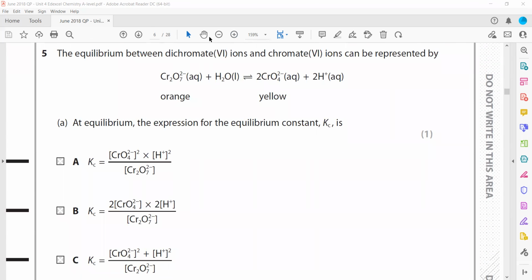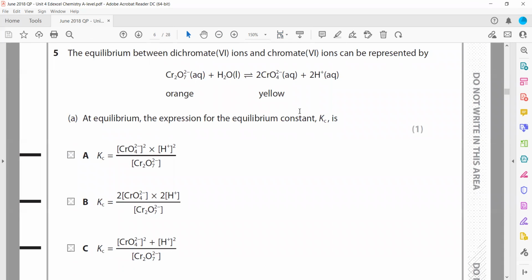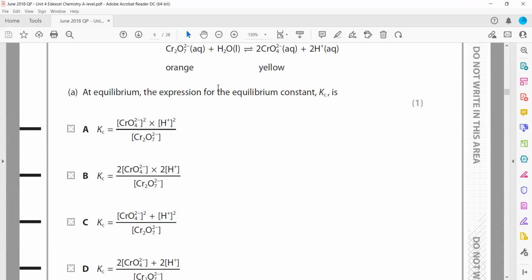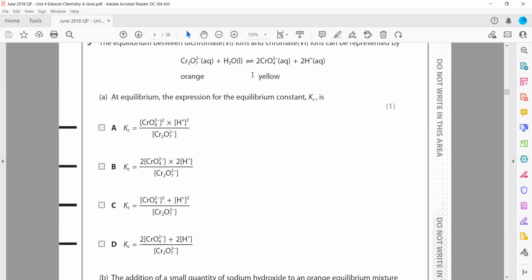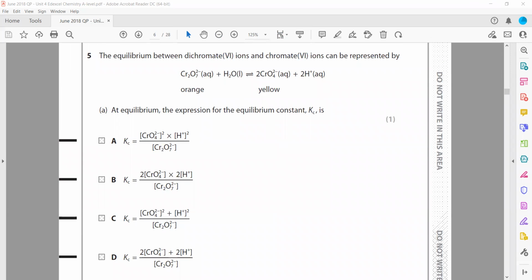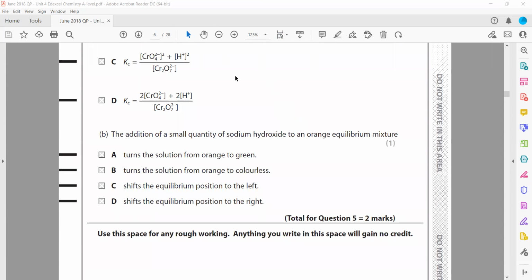The equilibrium between the dichromate(VI) ions and chromate can be represented by the equation. Whenever we are writing this, it's a heterogeneous equilibrium. In a heterogeneous equilibrium, we don't include liquid or solid. We only use aqueous or gaseous. So 5A is the right answer, because product divided by reactant only includes the aqueous species. As it is a heterogeneous equilibrium, you are not including any other.